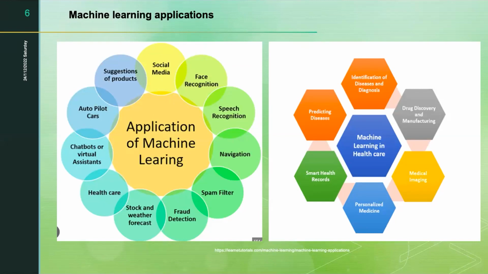These chatbots or virtual assistants have started from a very basic dialogue flow or Rasa kind of structure, but now they have moved on to very advanced forms, and ChatGPT is also one of the very advanced chatbots that we see today. Autopilot cars, we would all have heard the news of Tesla launching autopilot cars, where they employ a lot of computer vision algorithms.